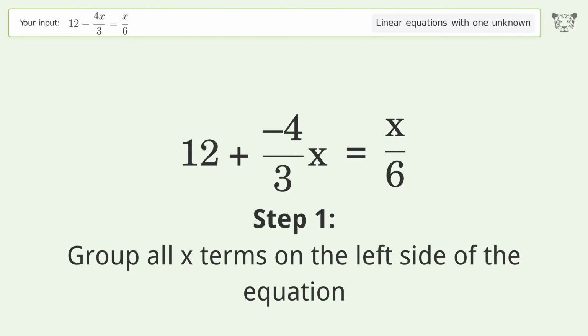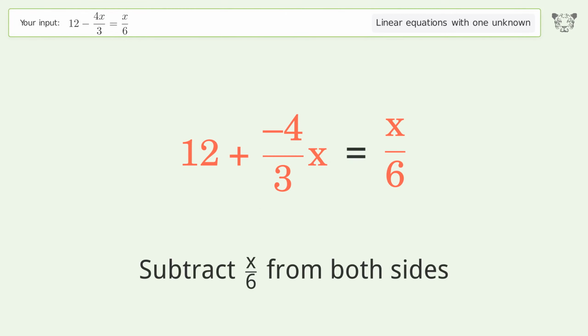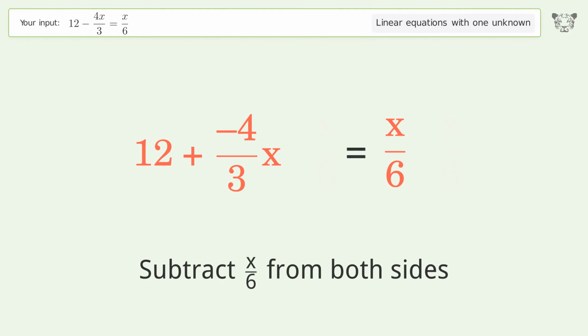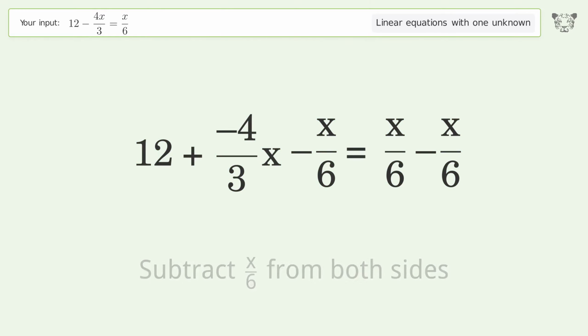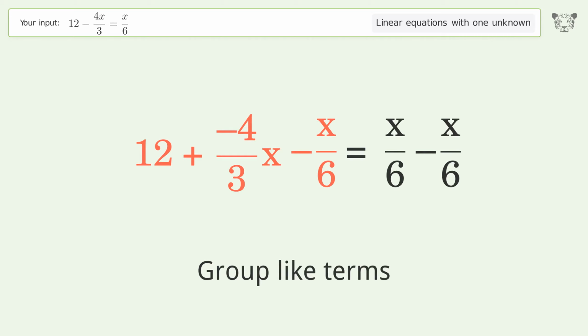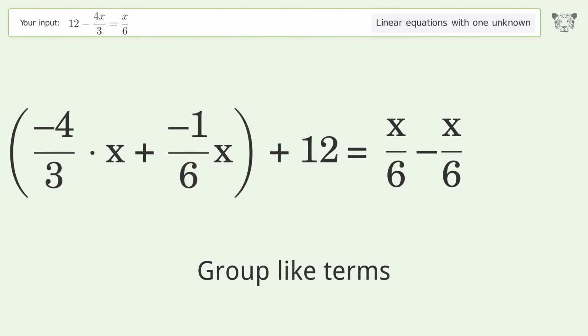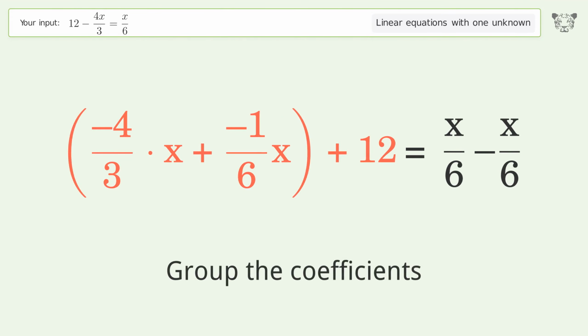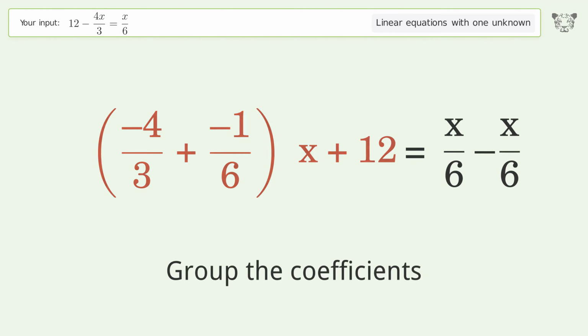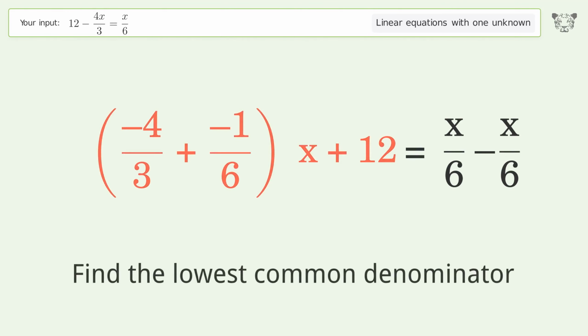Group all x terms on the left side of the equation. Subtract 10 over 6 from both sides. Group like terms. Group the coefficients. Find the lowest common denominator.